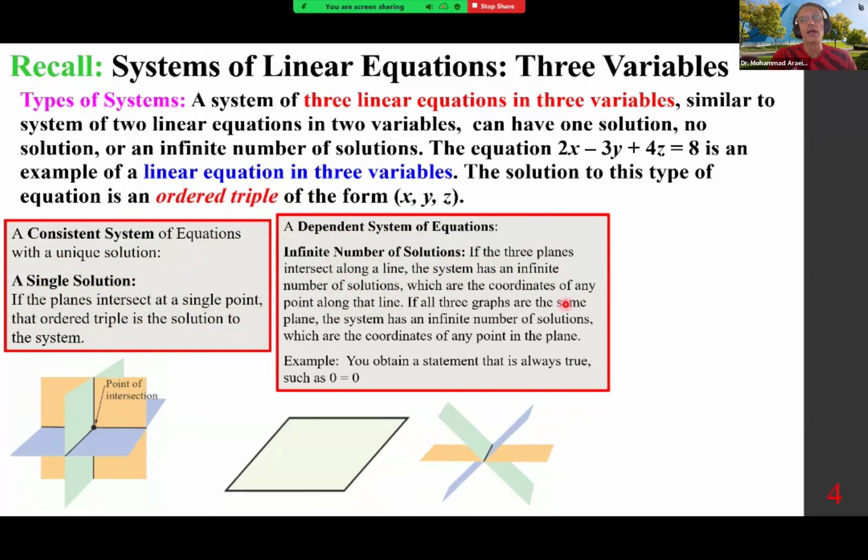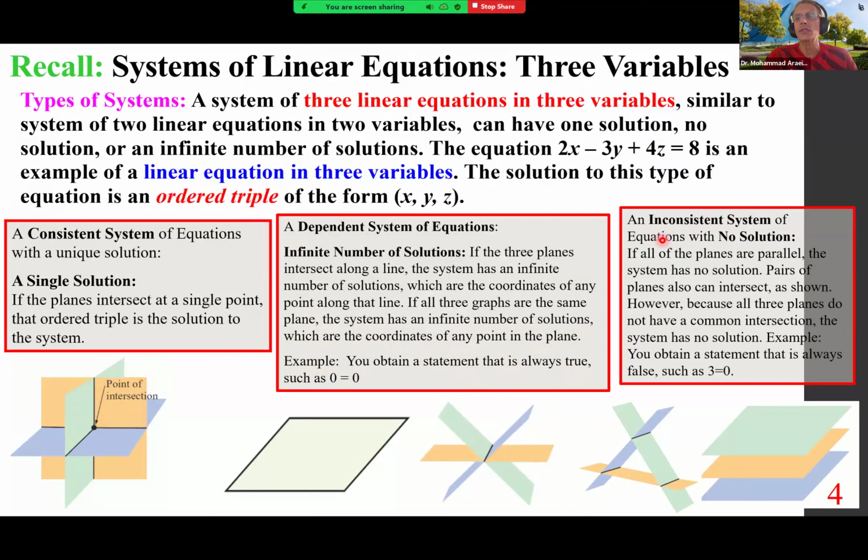If all 3 graphs are the same plane, the system has an infinite number of solutions, which are the coordinates of any point in the plane. For example, you would obtain a system that is always true, such as 0 equals 0. So all 3 planes are the same. In this case, they intersect at a line.